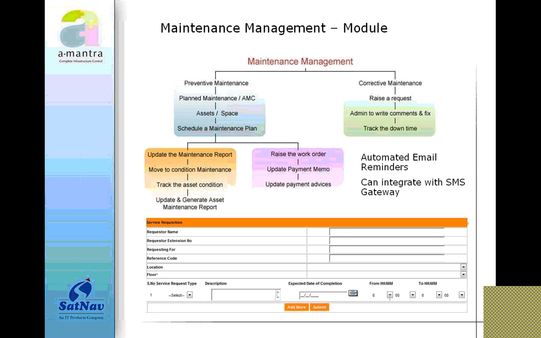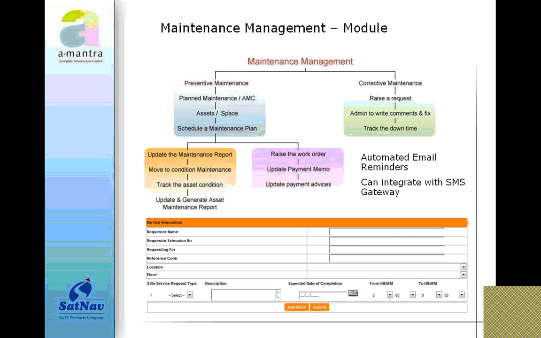And coming to the maintenance management module, it has preventive maintenance as well as corrective maintenance. Preventive maintenance is a planned maintenance or an AMC kind of thing which is scheduled either for an asset or for a space, and a plan is prepared. The same plan is updated with a maintenance report with all the remarks saying what is the condition of the asset or space. This will give a report of what has happened in a given AMC for a particular space or asset. Based on the evidence that a vendor has come for the maintenance, you can raise the work order and update the payment memo and advices.